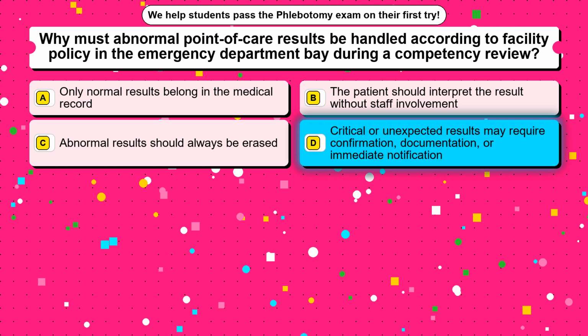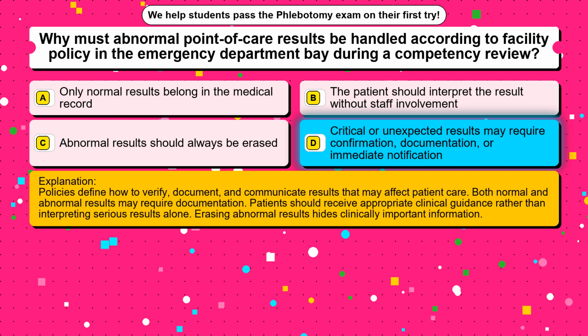The correct answer is option D. Critical or unexpected results may require confirmation, documentation, or immediate notification. Policies define how to verify, document, and communicate results that may affect patient care. Both normal and abnormal results may require documentation. Patients should receive appropriate clinical guidance rather than interpreting serious results alone. Erasing abnormal results hides clinically important information.